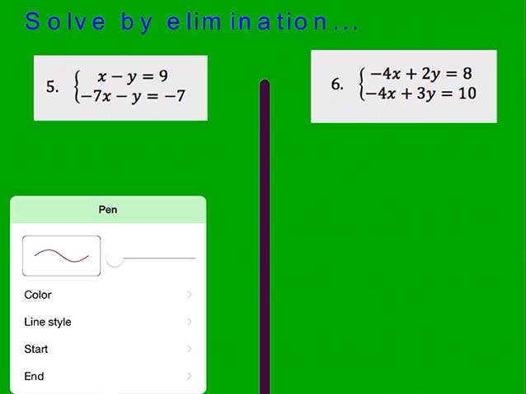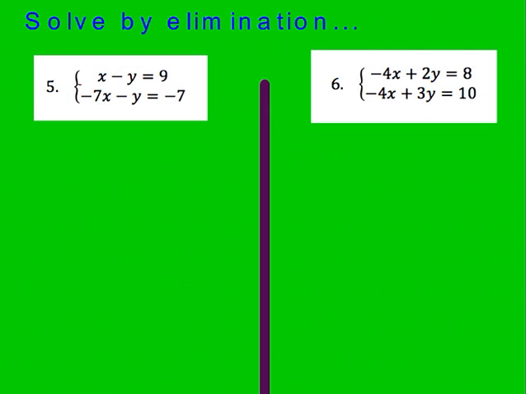So I'm going to go ahead and do that. I'm going to multiply one equation. It doesn't matter, you can pick the top or the bottom. I'm going to multiply it by a negative 1. So that top equation, x plus y is equal to 9, is going to stay the same. Now the second equation, I'm going to change every single sign in there. So it's going to become a positive 7x plus a y is equal to a positive 7.